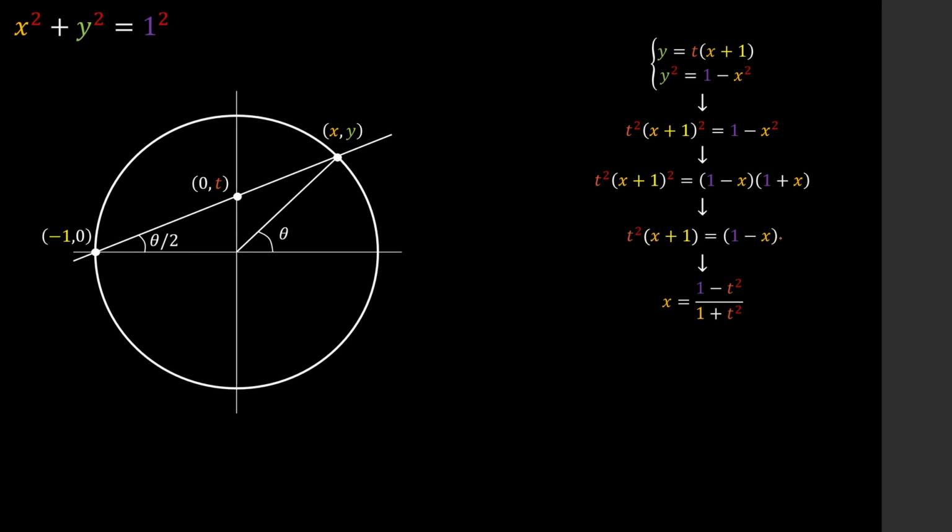And so now, just by doing some rearranging, I can get t squared times x plus t squared equals 1 minus x. And then if I group the x terms, and I group the non-x terms, and I do some division, I get x equals 1 minus t squared over 1 plus t squared. Now that's really powerful. We've managed to get x in terms of t here. And what we'll see in a second is that we can also get y in terms of t.